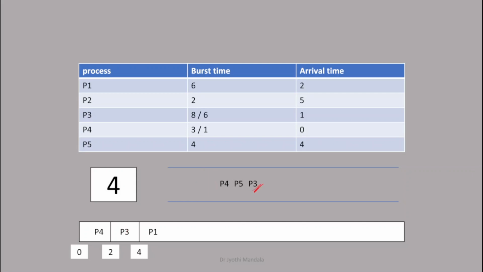P1 will be given a chance. P1 requires how many seconds? 6 seconds. So let us execute for 1 second. At the 5th second, is any process coming? Yes, we got a process here, P2, that has to be added to the ready queue. That is what is done here.